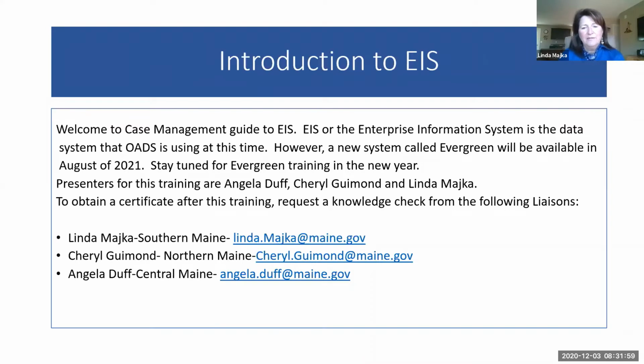EIS, or the Enterprise Information System, is the data system that ODES is using at this time. However, a new system called Evergreen will be available in August of 2021. Stay tuned for Evergreen training in the new year. To obtain a certificate after this training, request a knowledge check from the following liaisons: myself, Cheryl, and Angela.